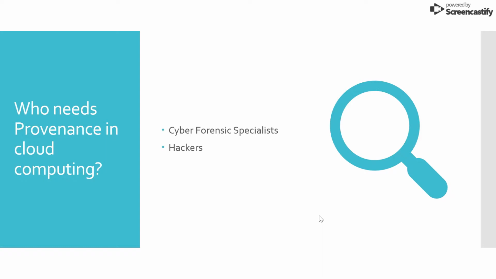Since provenance of an object will contain information about the object, it is essential to the hacker to have this information. This raises questions about the integrity of provenance that we will address later in the video.